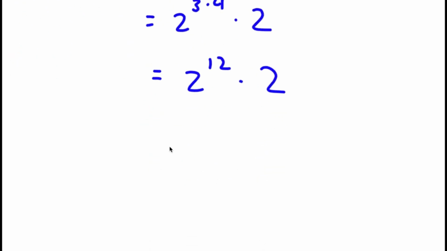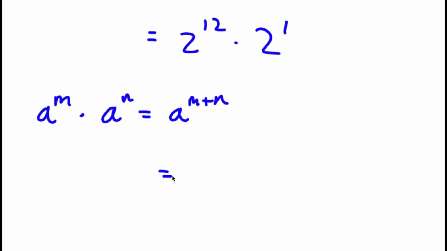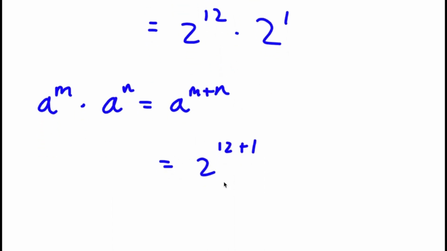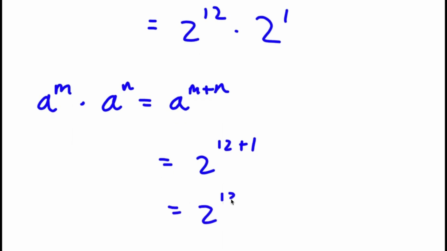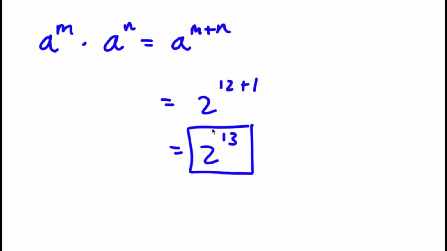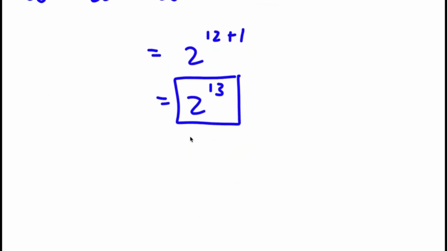Now, if I have something in the form a to the power of m times a to the power of n, this is equal to a to the power of m plus n. So in this case, 2 is the same thing as 2 to the power of 1. So I have 2 to the power of 12 times 2 to the power of 1, which is equal to 2 to the power of 12 plus 1, which is equal to 2 to the power of 13. So this is my answer. Now I'm actually going to go ahead and simplify it.